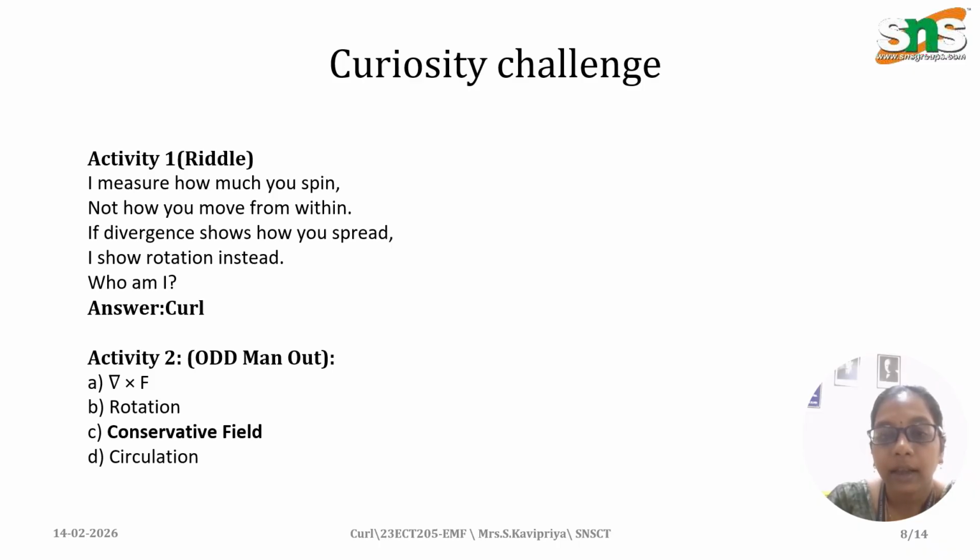And next is a curiosity challenge. First one is a riddle. Divergence is one which represents a spreading of a field, whereas curl is one which represents a rotation of a field. And the second one is the odd man out. Out of the four, conservative field is the odd one out. The other three represent a curl: del cross F, rotation, circulation indicate a curl, whereas a conservative field is one where curl is equal to 0. So that is the odd man out.